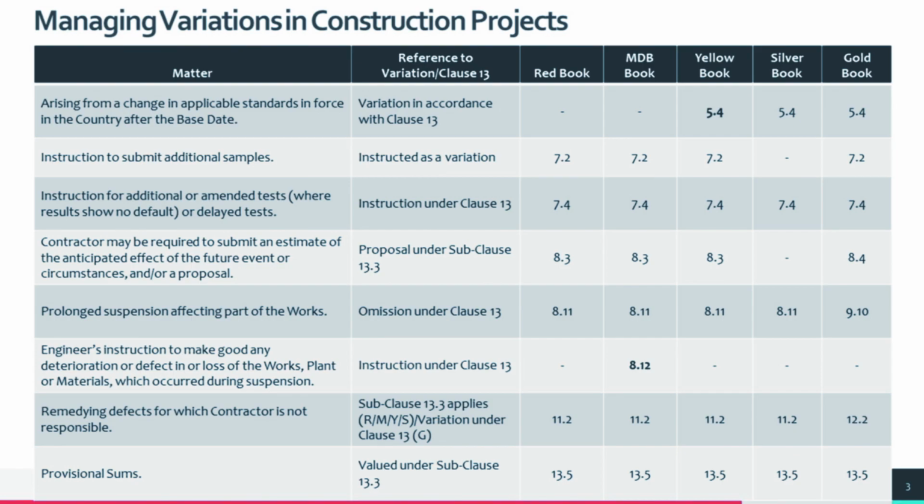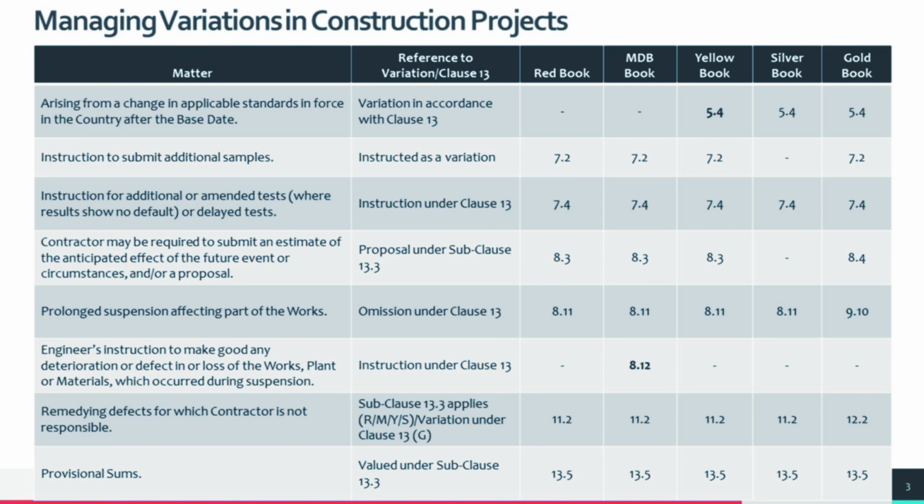9. Estimates required for anticipated effects of future events. Proposals under this scenario are addressed in the red, MDB, and yellow books under subclause 8.3 and in the gold book under subclause 8.4, preparing for impacts of foreseeable future events.